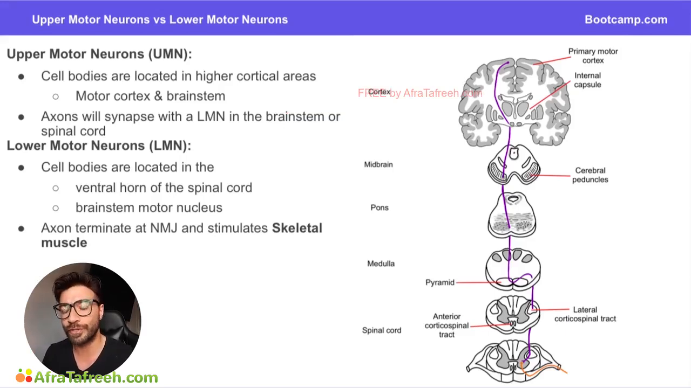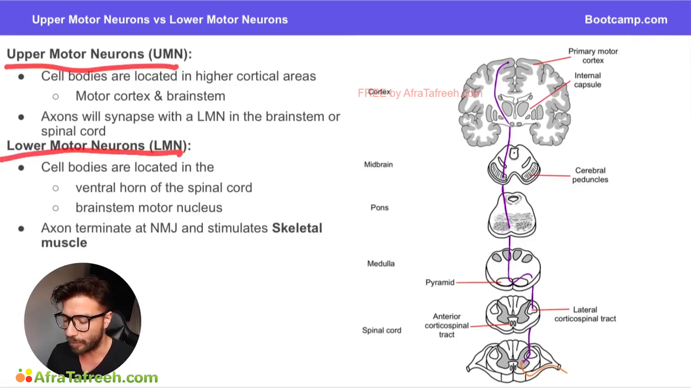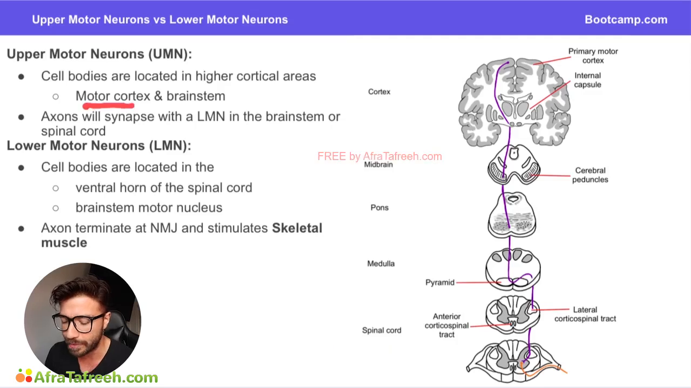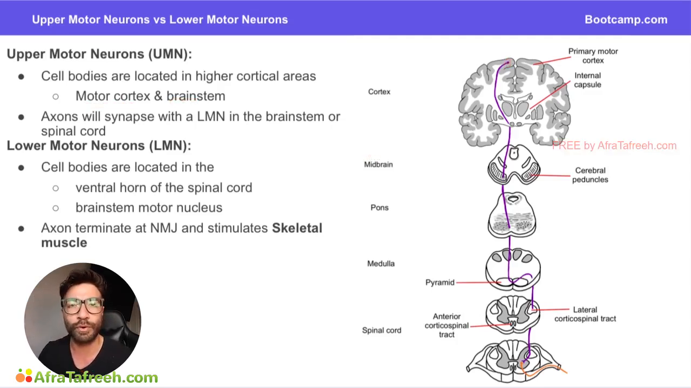So in order to understand the descending motor pathways, we need to understand the neurons that are involved in them. And there's two neurons. We have an upper motor neuron and a lower motor neuron. Now, the upper motor neuron, as the name would suggest, is going to be found in higher cortical areas. The cell bodies of these are going to be located in the motor cortex or the brainstem. So you can see we have this purple neuron right here coming from the primary motor cortex where motor movements are going to be planned.